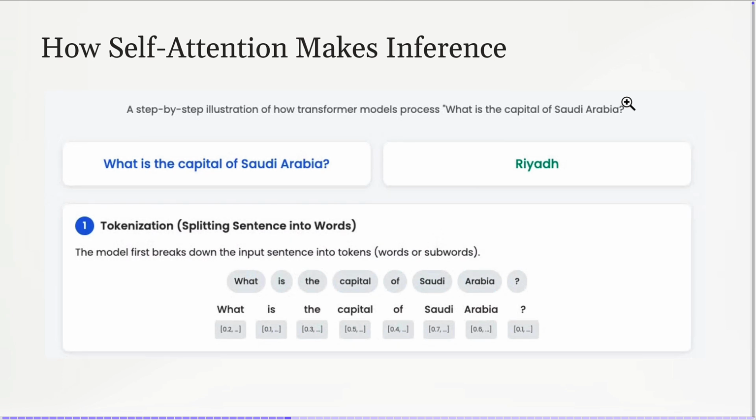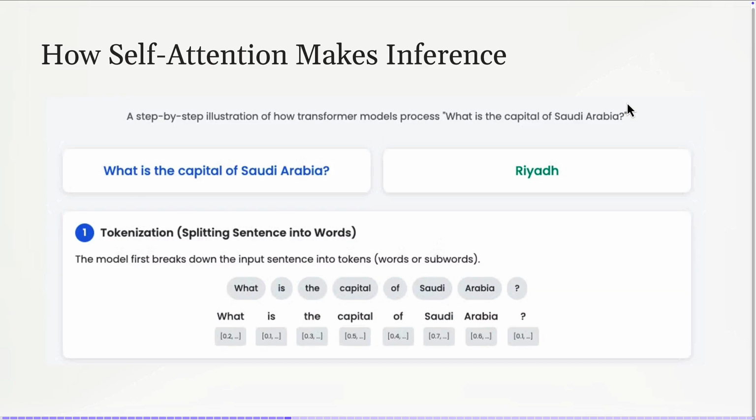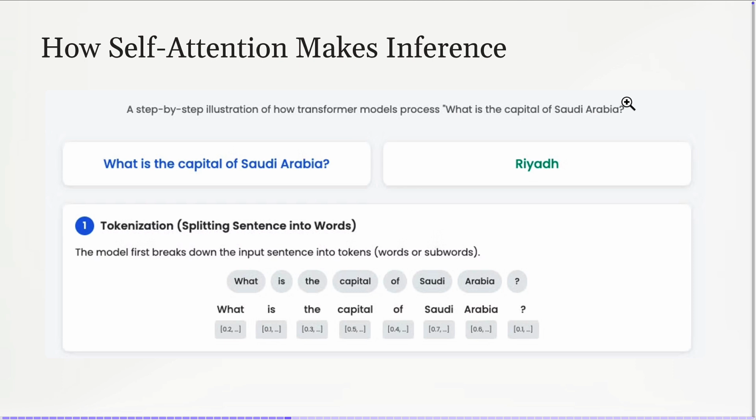So how does self-attention actually make inference? How does this apply to self-attention? We're going to take it step by step. Self-attention is based on trying to identify the relationship between the words. So what we will do, we will take a word. Imagine that you have a sentence like this one: What is the capital of Saudi Arabia? And we expect that the language model will try to predict this word.